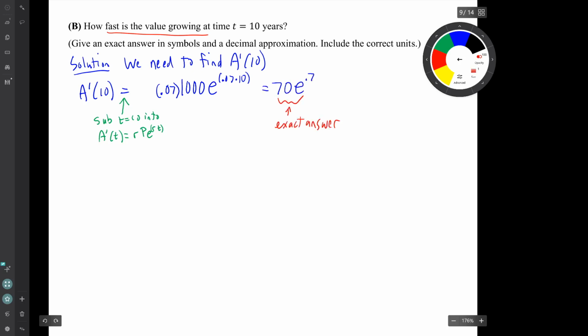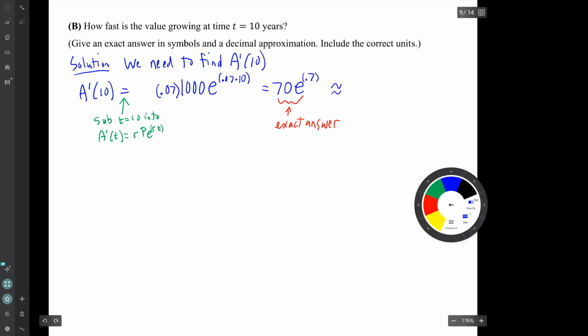So we get the exact answer, 70 times e to the 0.7. Now we need a decimal approximation. We type this into a calculator or into Wolfram Alpha. So there's our result, that A prime parentheses 10 is roughly 140.97. But we have to do a bit more. We're supposed to include the correct units.